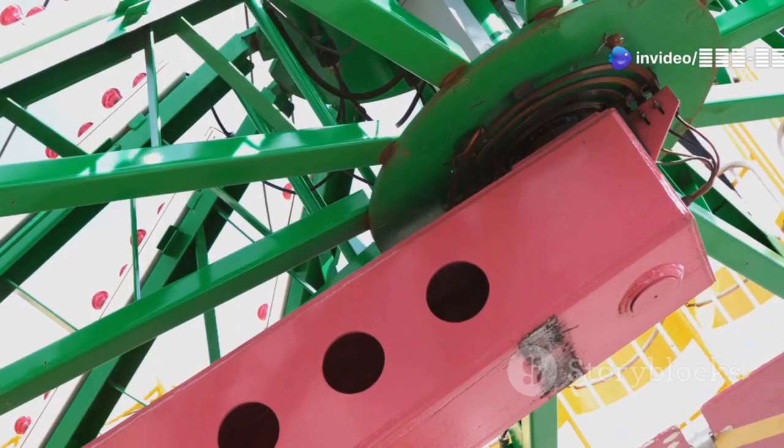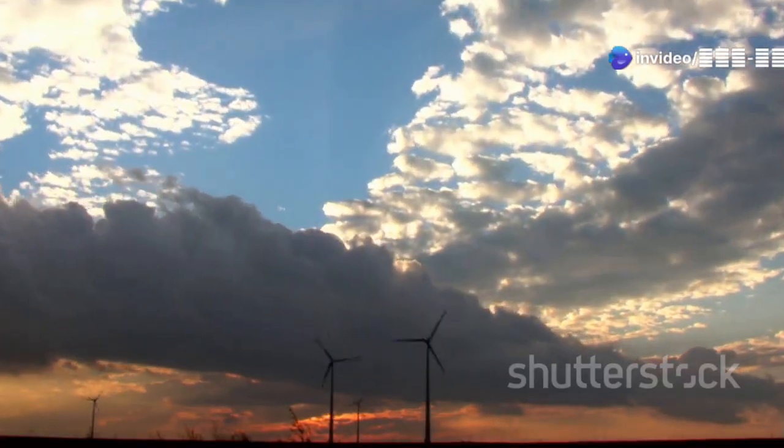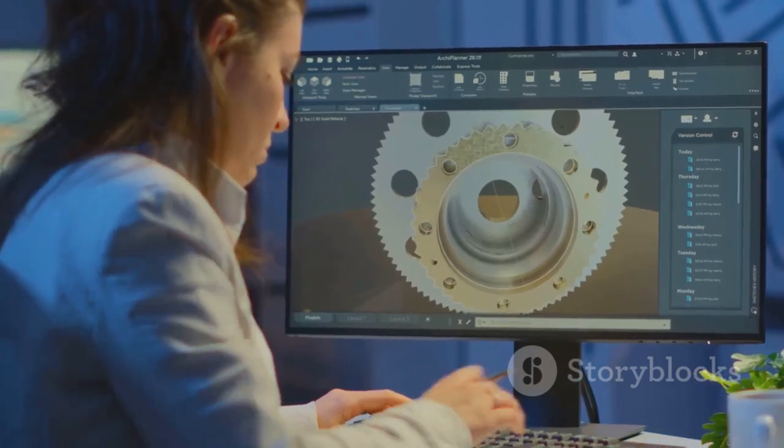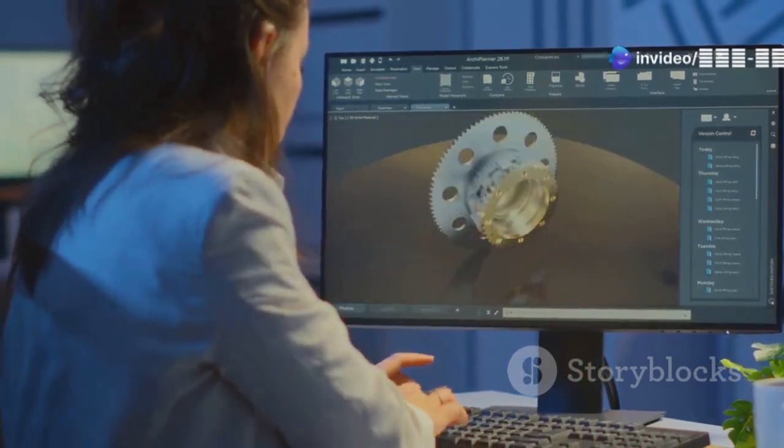the axis of rotation. Rotational motion is all around us, and it plays a crucial role in many mechanical systems, from car engines to wind turbines. Understanding rotational motion is essential for designing and analyzing these systems.